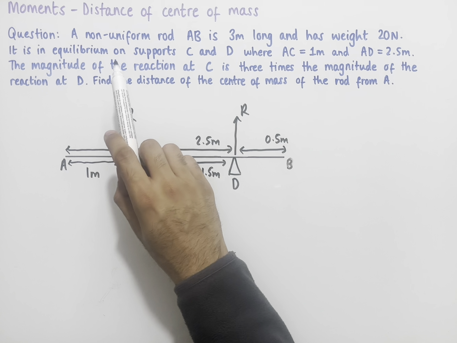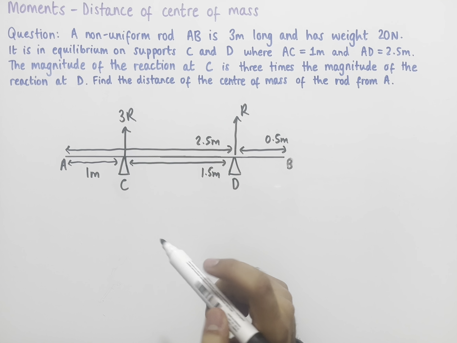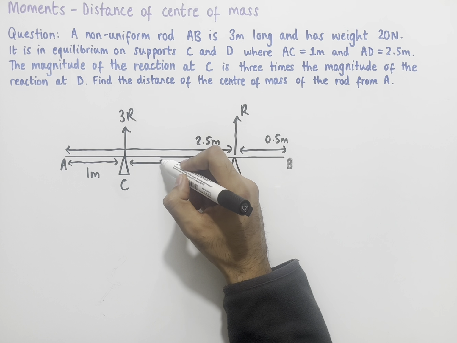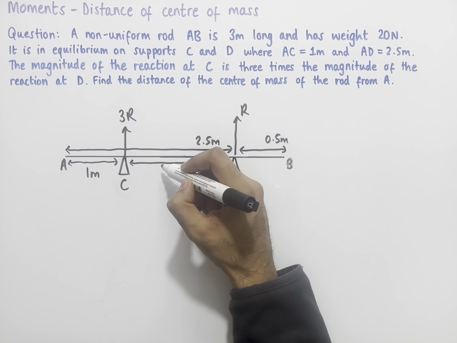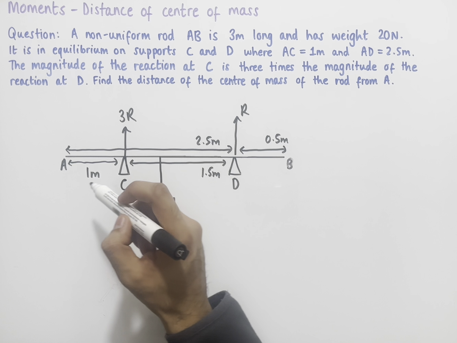Finally, we also know that the non-uniform rod has a weight of 20 newtons. So since the rod is non-uniform, the weight doesn't act in the center, and so we're going to place the 20 newtons anywhere on the rod, say around here, and we'll label this distance from A to the center here as X.